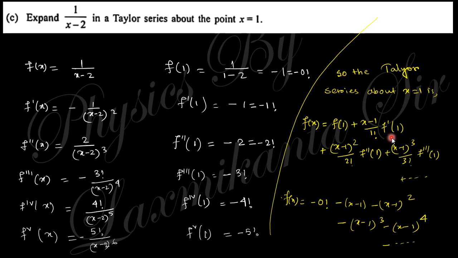That is the first derivative, and then you take the second derivative, third derivative, and so on. So if you put this value, that is f of 1 equals a at that point, and the corresponding first derivative, second derivative, and so on. So finally we obtain this expression. This is the Taylor series of this function at x equals 1.